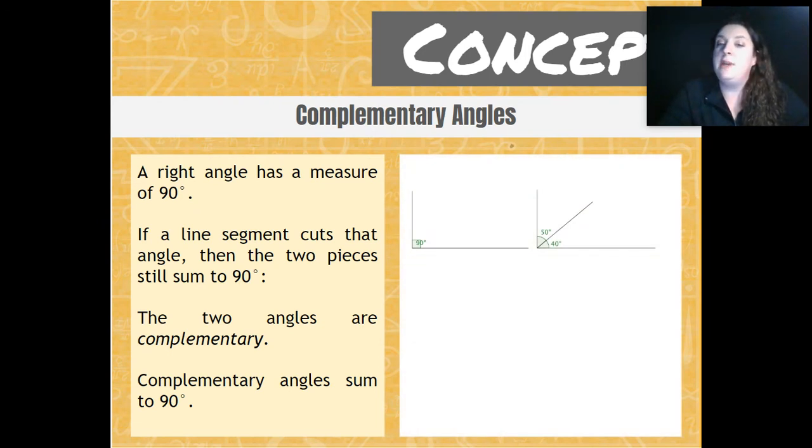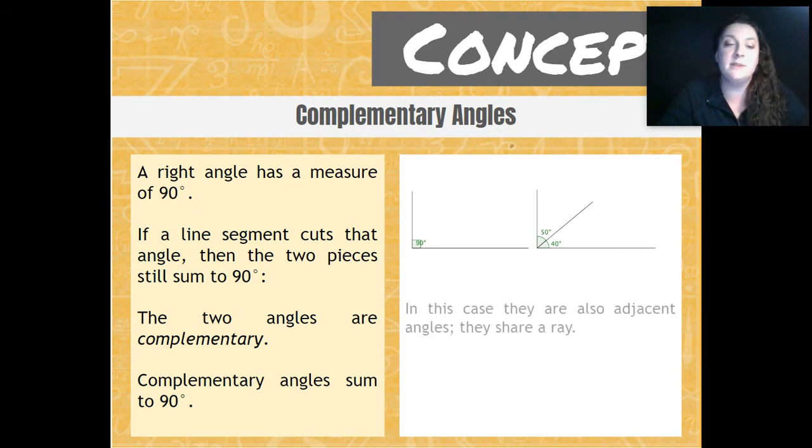So they show you an example. Here's a 90-degree angle with a ray coming out through the vertex. You have two angles, one's 50 degrees and one's 40 degrees. Add your 50 and your 40 together and you will get 90 degrees. The angle has not changed. It has just been split into two angles. In this case, they are also adjacent angles, so they share a ray. They share that line that comes out through the center.